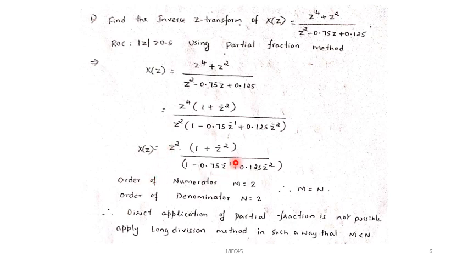Now if I consider this particular term, you can observe here the order of the numerator is 2, right? So I can consider m is equal to 2, and the order of the denominator again is 2, so m is equal to n. So direct application of the partial fraction method is not possible, right? Because m is equal to n. So I have to apply the long division method in such a way that m should be less than n. So this is the first step. You have to apply the long division method and convert so that the order of the numerator is less than the denominator.